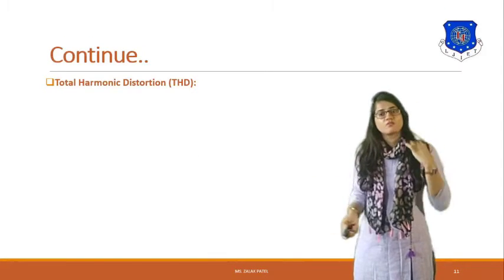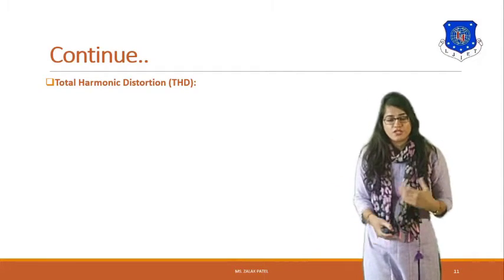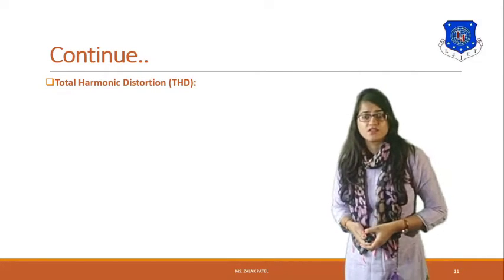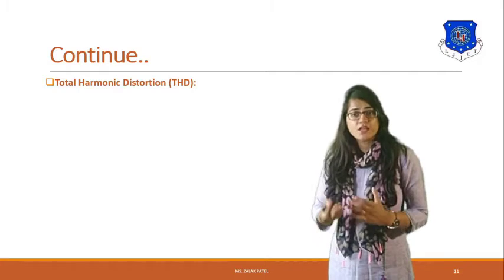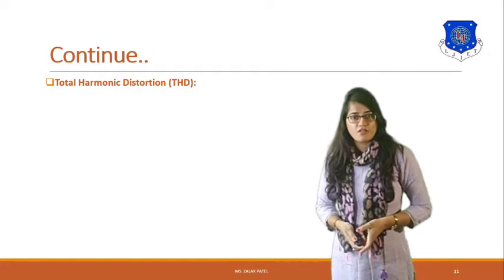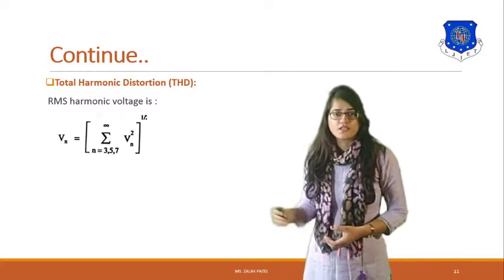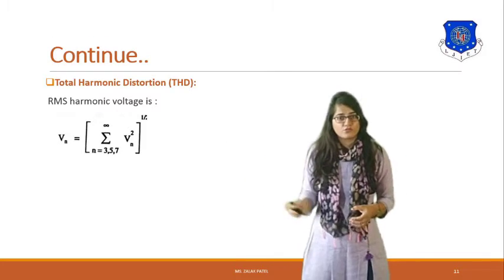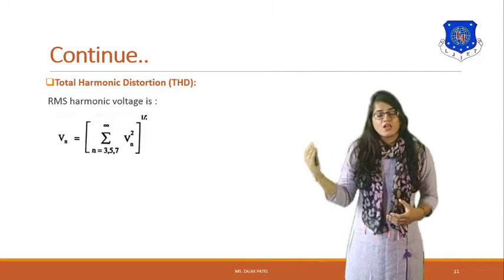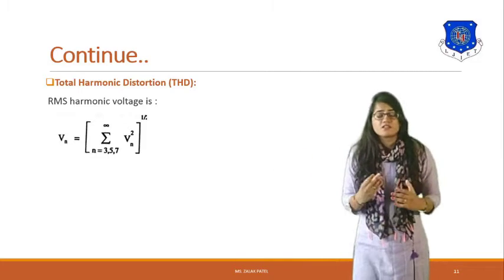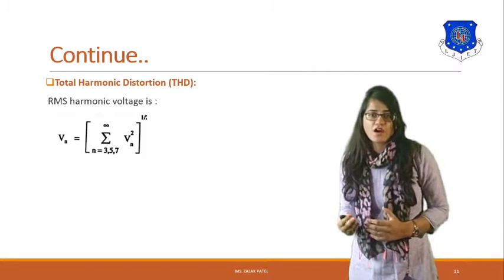Now for the total harmonic distortion, actually the harmonic distortion factor is the ratio of the harmonic components present divided by the fundamental value. So first of all, the RMS harmonic voltage is given by the summation over n equal to 3, 5, 7 and so on of Vn square, where n is the number of the harmonic.